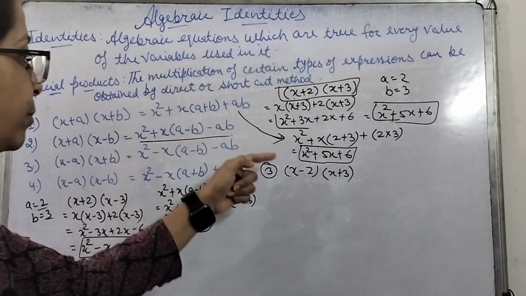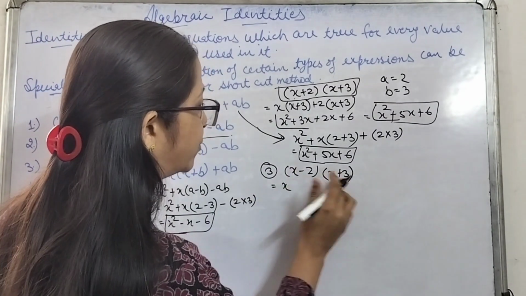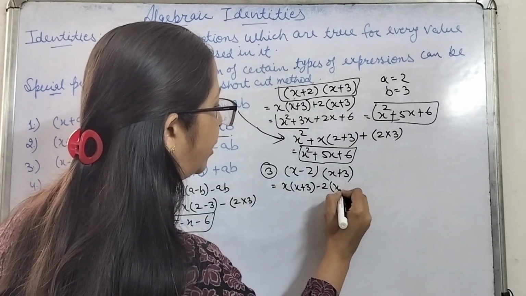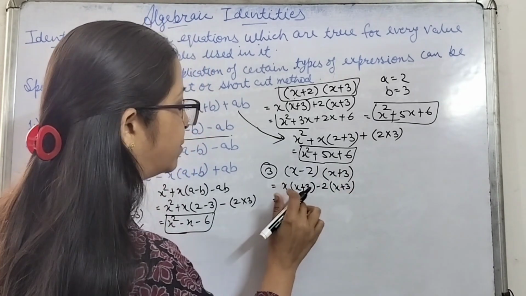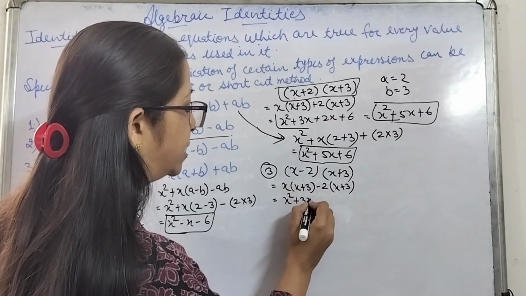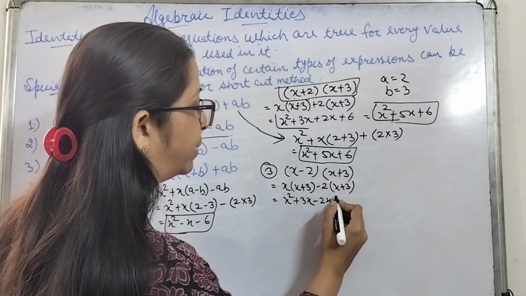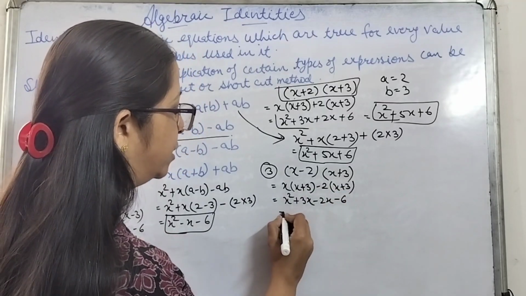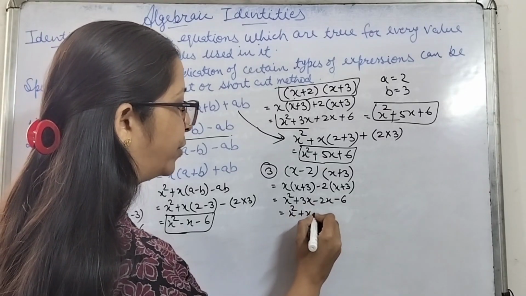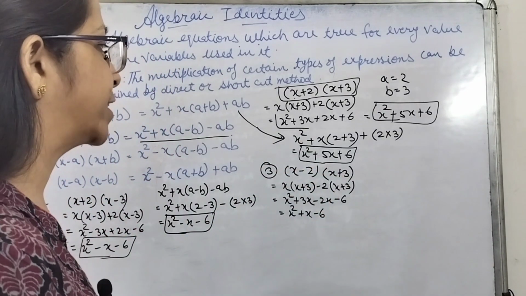So if we multiply it, its product will be: x will be multiplied by x plus 3, and minus 2 will be multiplied by x plus 3. x multiplied by x will be x square. x multiplied by 3 will be 3x. Minus 2 multiplied by x will be minus 2x, and minus 2 multiplied by 3 will be minus 6. So it will be x square plus 3x minus 2x, which is plus x, minus 6. This is the product of these two expressions.